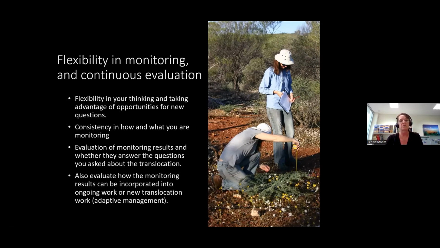And think about how your monitoring results can be incorporated in ongoing work, or in other words, do they trigger some sort of management response, such as changing the water regime or now starting to control the weeds? This is the sorts of things we consider as adaptive management. And can the results be used to help in planning new translocation work for that species or for any other species as well?